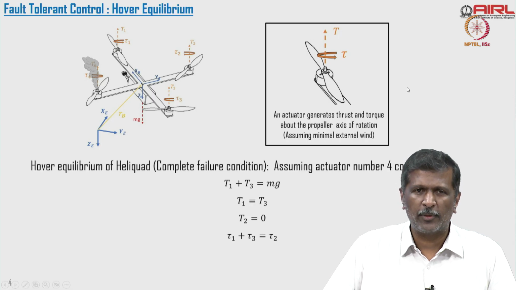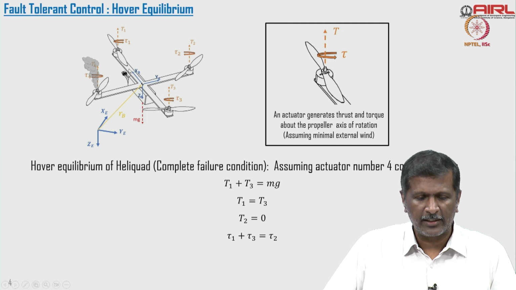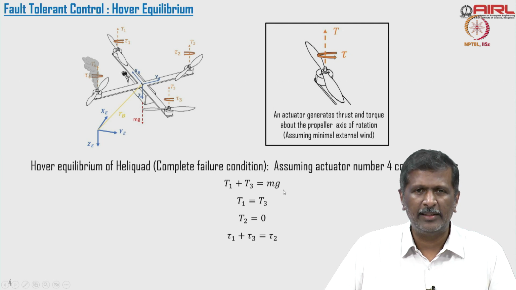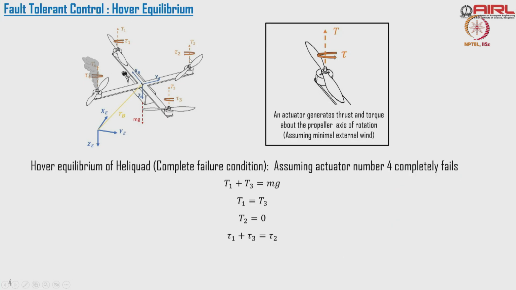So if I am talking about a hover condition, what is my condition? T1 plus T3 should be taking care of my weight, right? The remaining torque. Suppose I am going to switch off this particular motor, right? Then T1 should be equal to T3 and T2 is equal to 0. The thrust coming from this motor should be equal to 0. The tau 1 plus tau 3, the torque generated by motor 1 and motor 3, should be compensated by the torque produced by this particular motor, right?